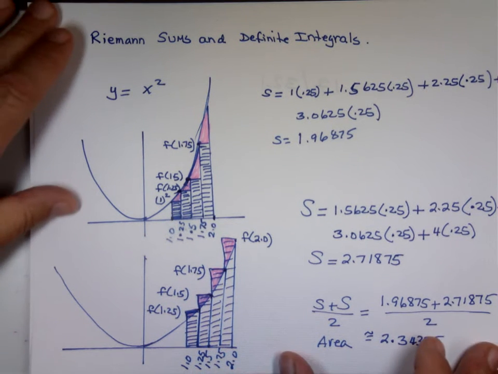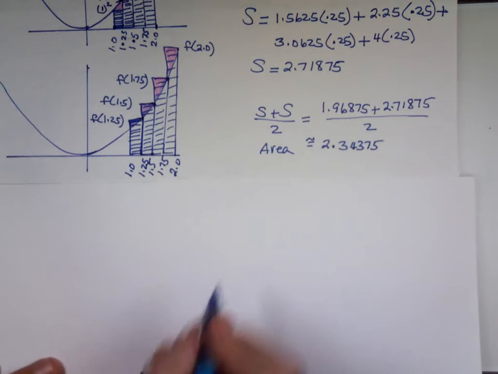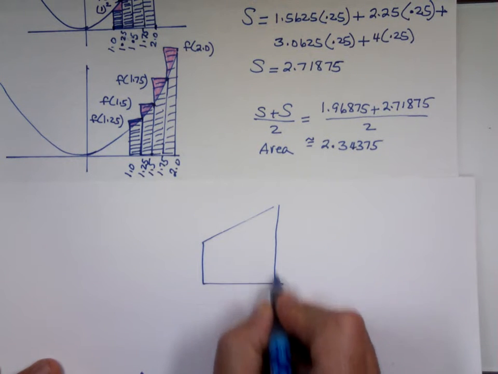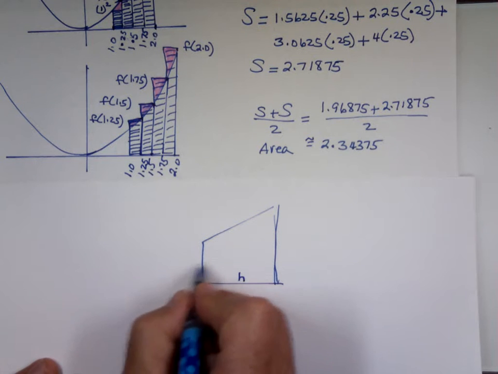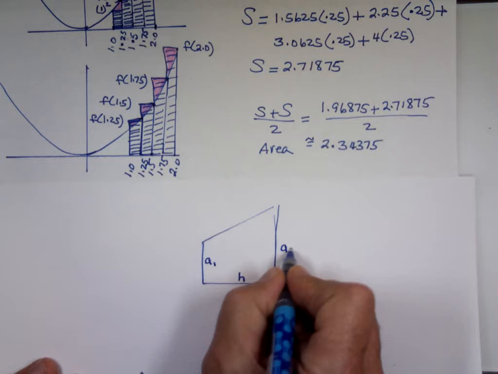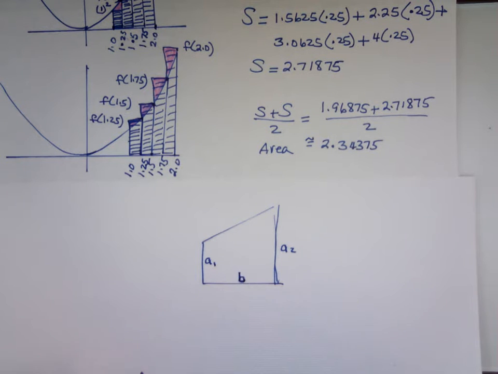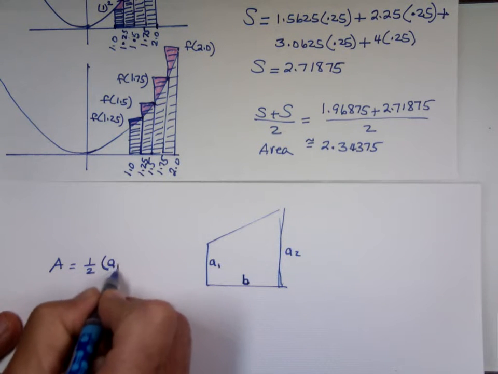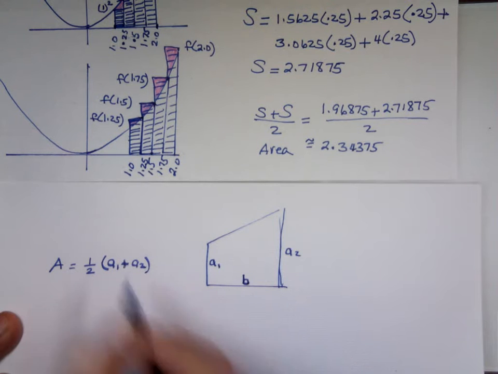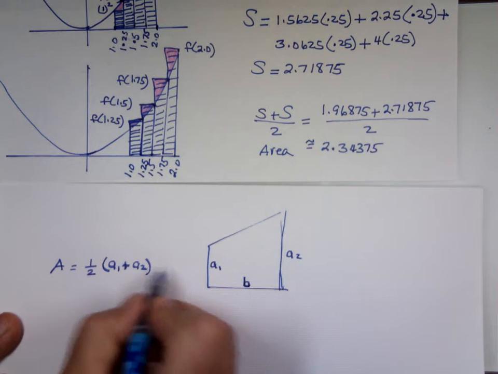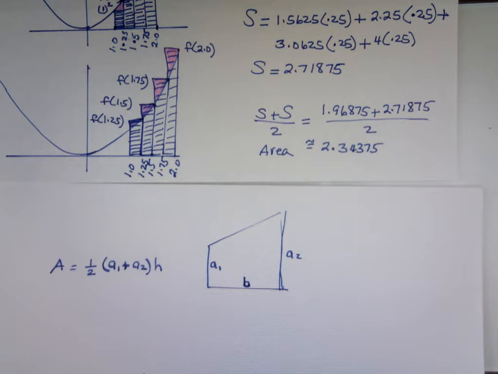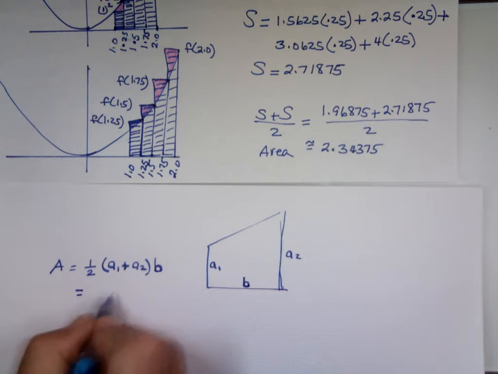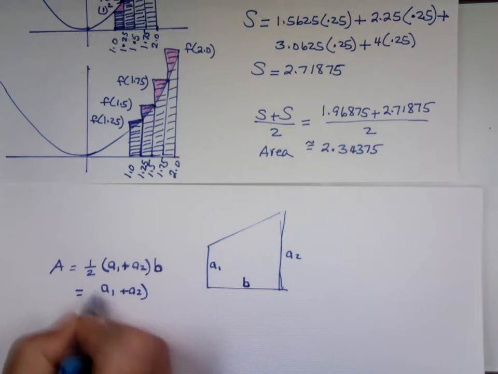Just a heads up for those people who want to do it: if you have a shape that looks like this, that's known as a trapezoid. If I call this distance the height, if I call this one A1, I call this A2, or I call this the base, whatever you want to call it, the area of that is 1/2 times A1 plus A2, then multiplied by B, the base. So you might see that written as A1 plus A2 times B divided by 2.